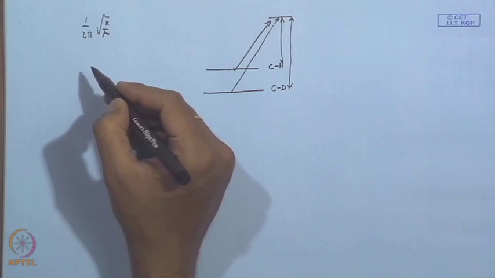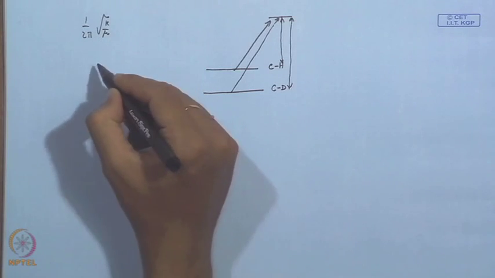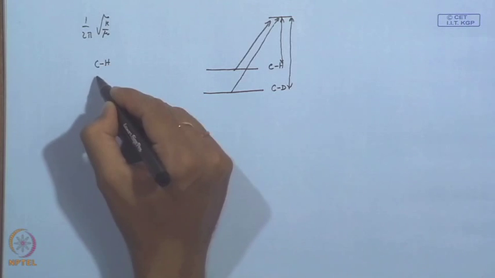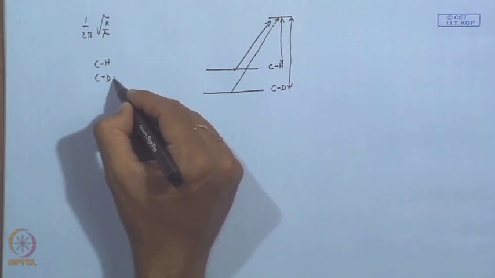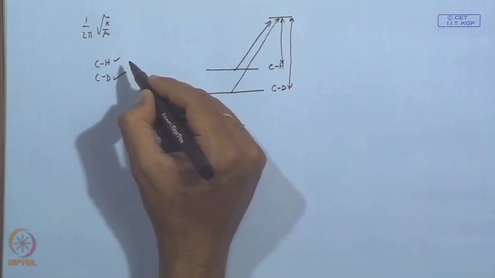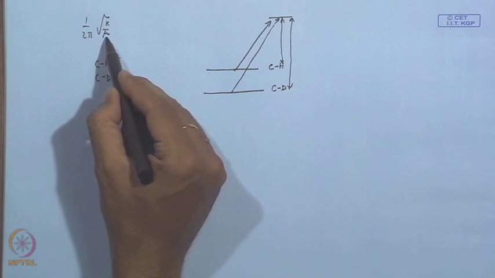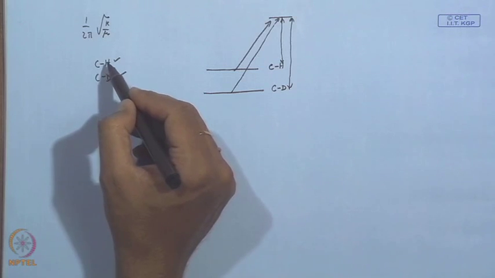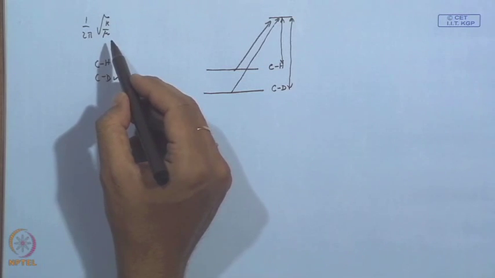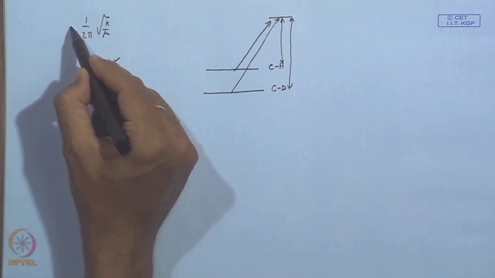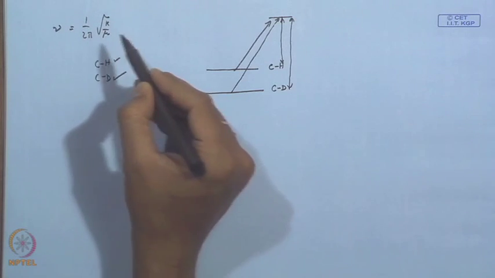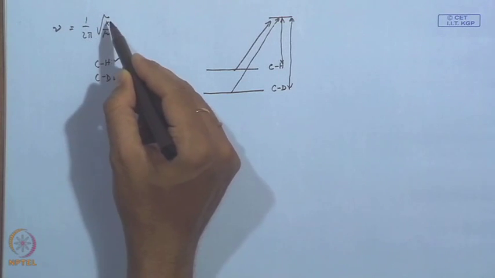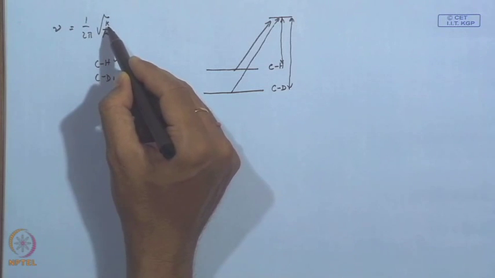Now, why is the wave number for CH more? You see that CH and CD, this one is heavier compared to this one. So that means the reduced mass is more for deuterium than for hydrogen. So if you consider Hooke's law, then the frequency nu is equal to 1 by 2 pi root over k by m, where k is the force constant.